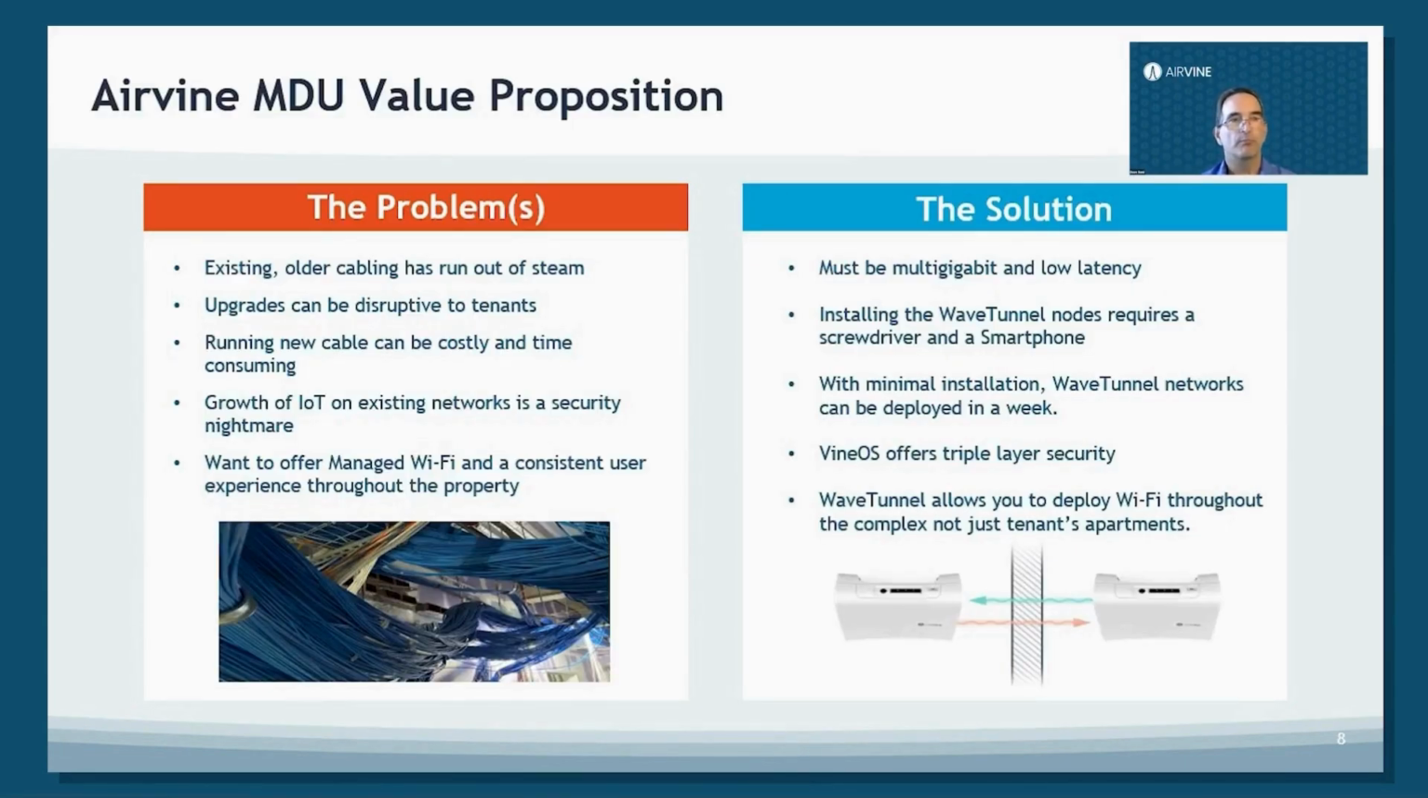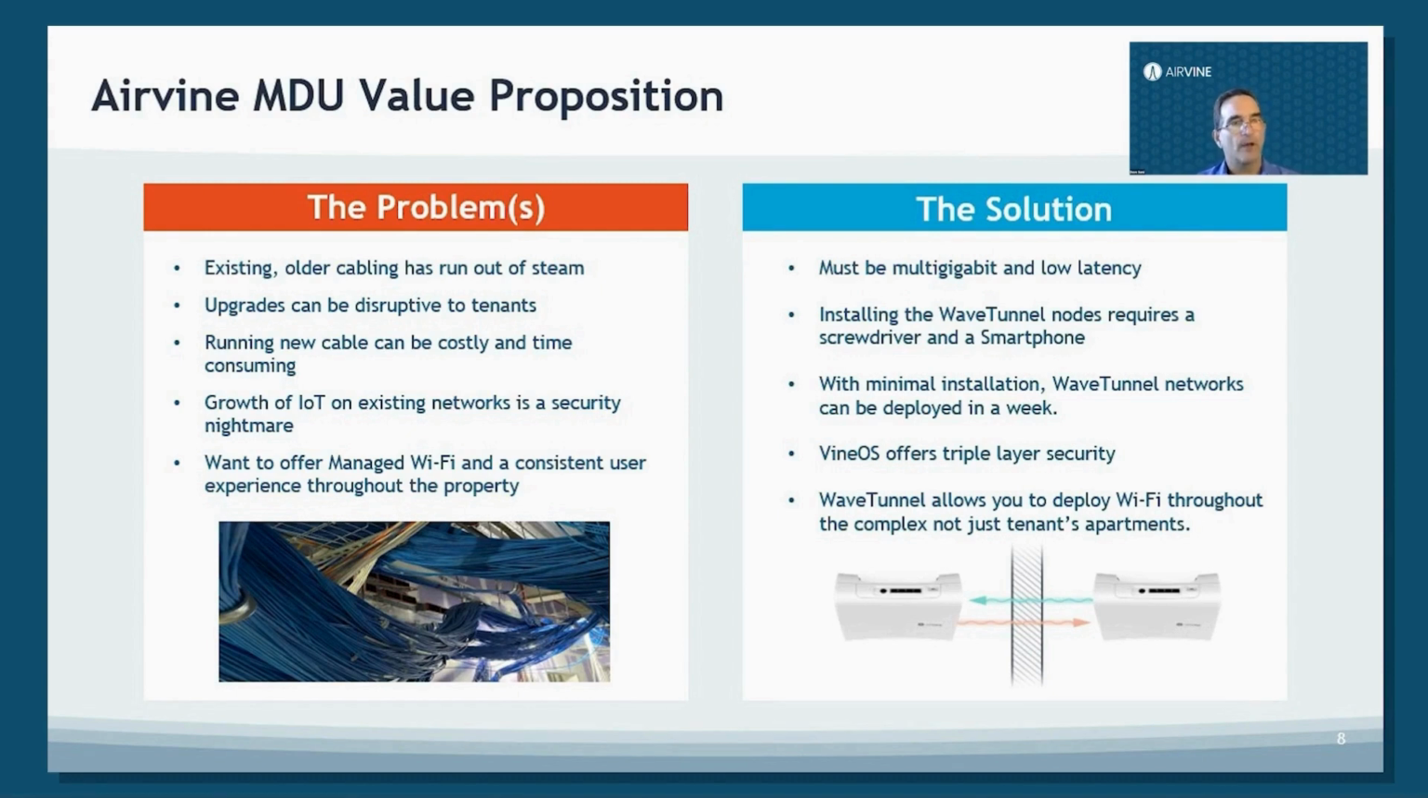The problem: existing older cabling has run out of steam. As I mentioned, it might be 100 megabits, maybe it's a gigabit, but that's about it. The solution needs to be multi-gigabit and low latency. It needs to be high performance, and the WaveTunnel networks do that.